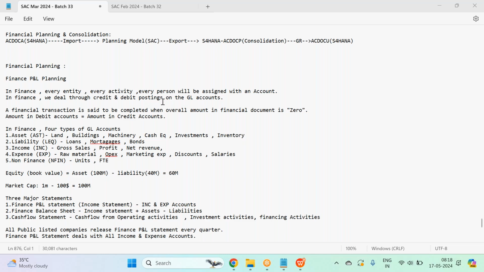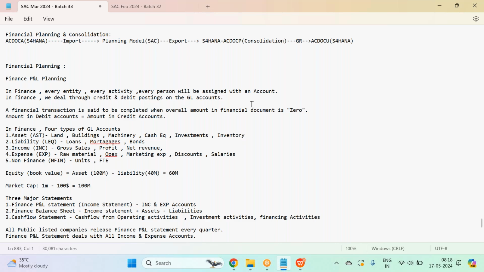All right. So as we deal with everything through accounts, we call it financial accounting. Everything happens through accounts, the entire debit and credit postings. As we deal with everything through credit and debit postings on the GL account, that's the reason we call it financial accounting here. Everything runs through accounts.